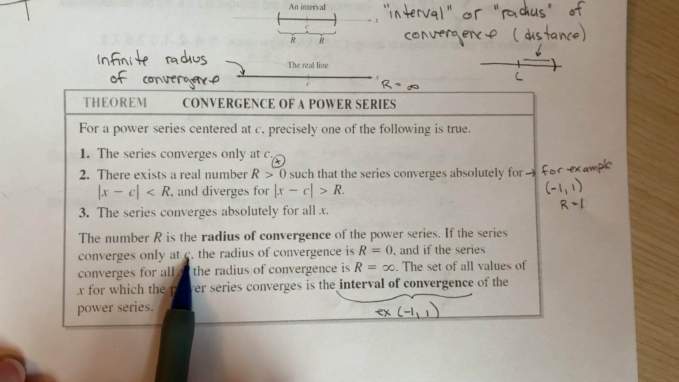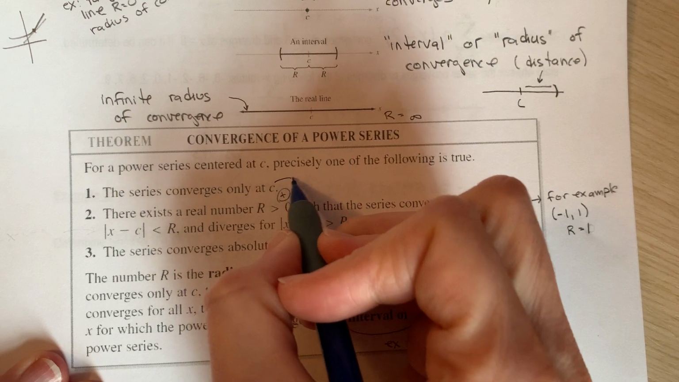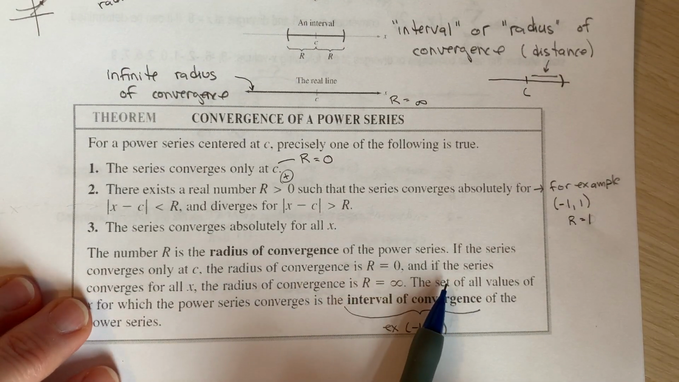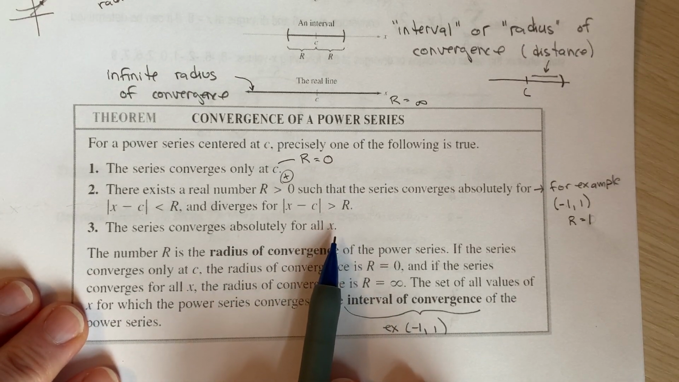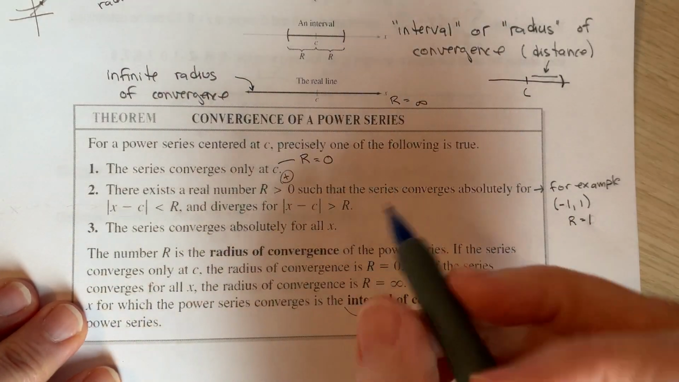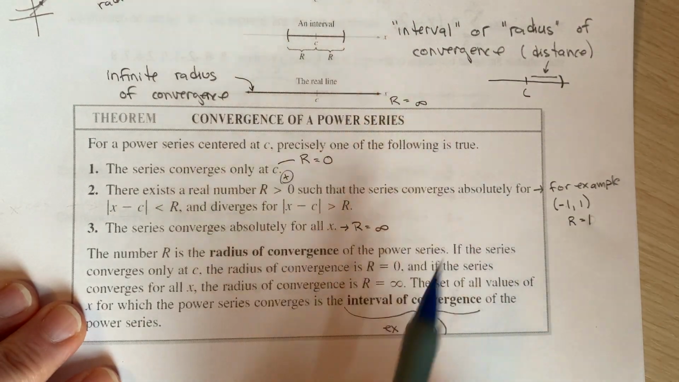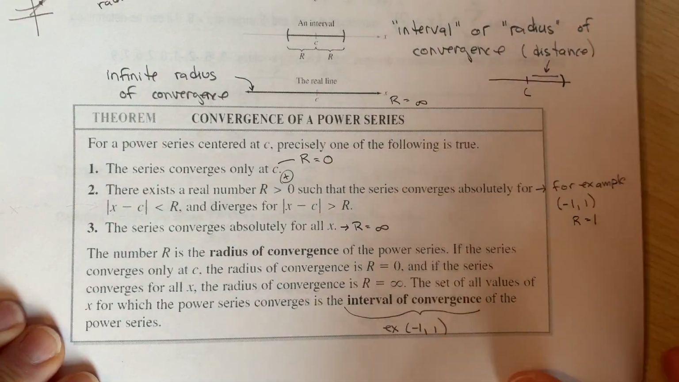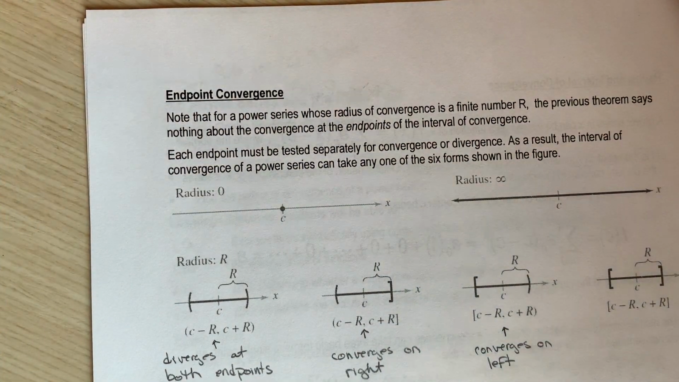If the series converges only at C, the radius of convergence is 0. So for this situation up here, r is 0. If the series converges for all x values, then that would be here. So for this situation, r would equal infinity, also what I wrote in up here, or it's going to be some interval. All right, let's look at some examples, because we're already at 8 minutes on this video, and we haven't even looked at an example yet.